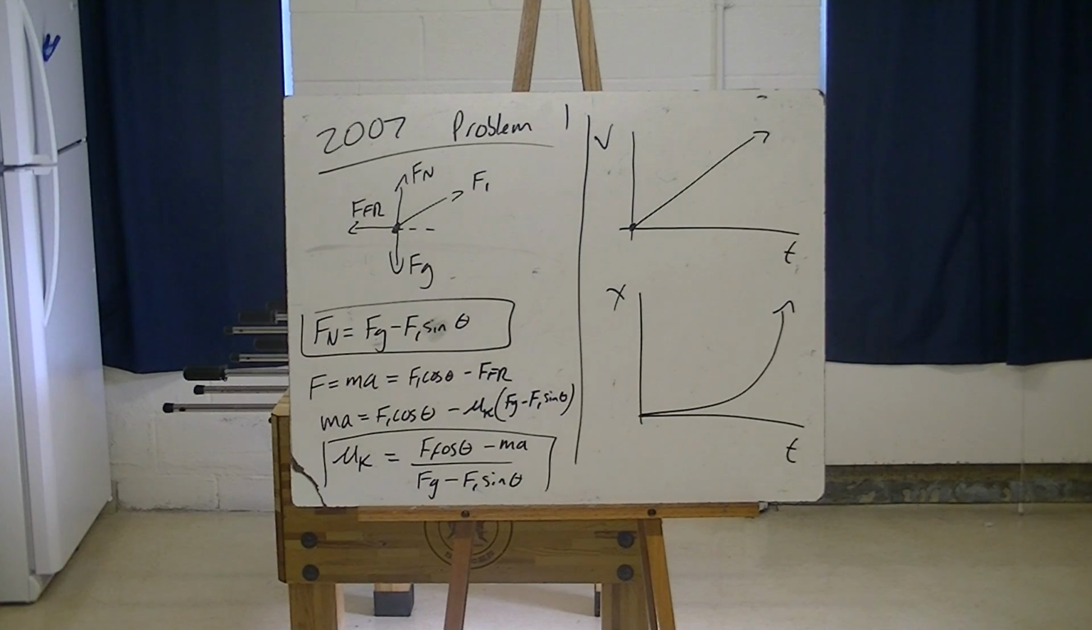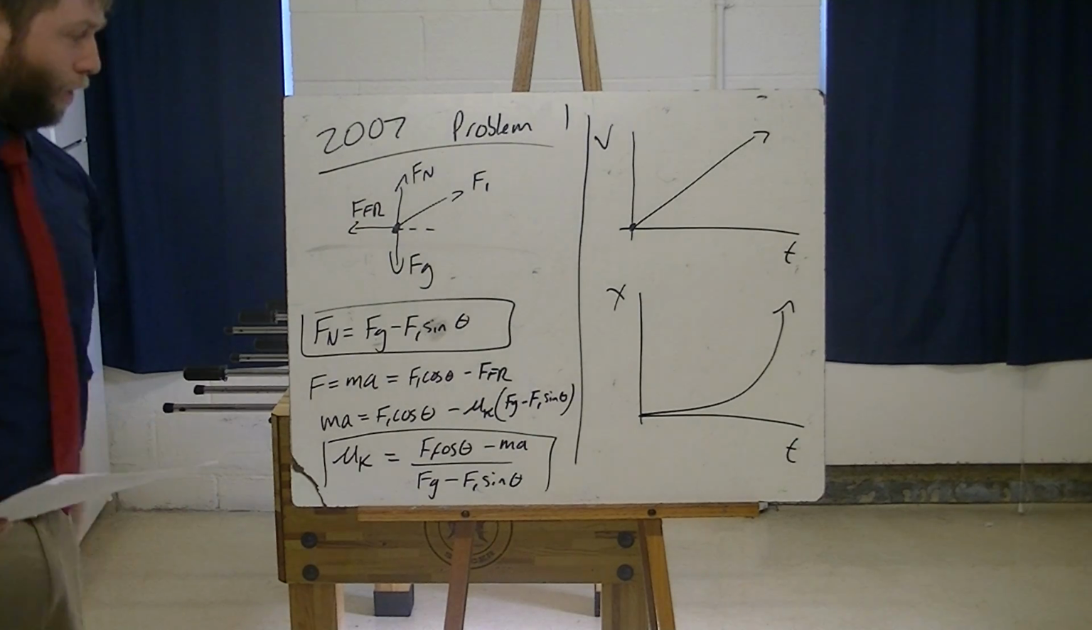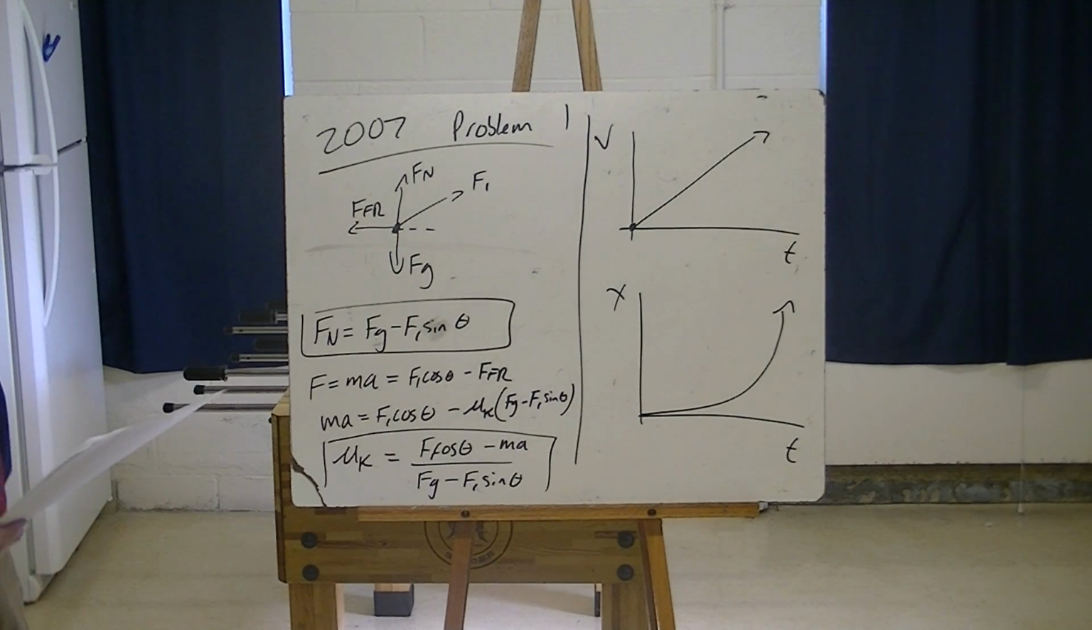Problem 1 from the 2007 exam might be one of the easier problems that they've ever given, except for maybe the last part. We have a block of mass M being pulled along a rough horizontal surface by a constant applied force of magnitude F1.